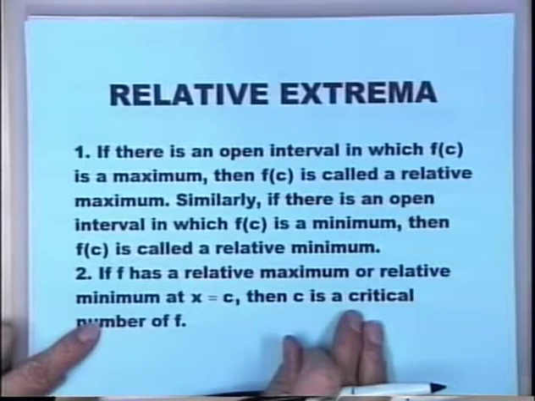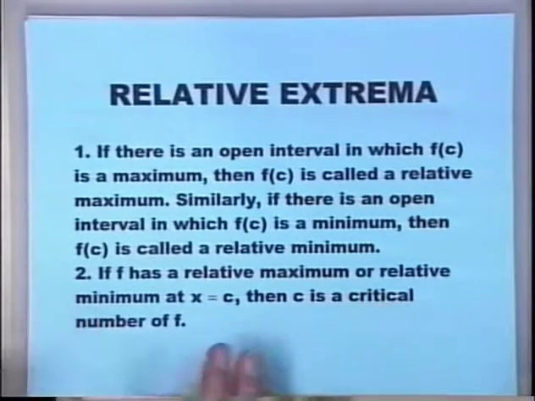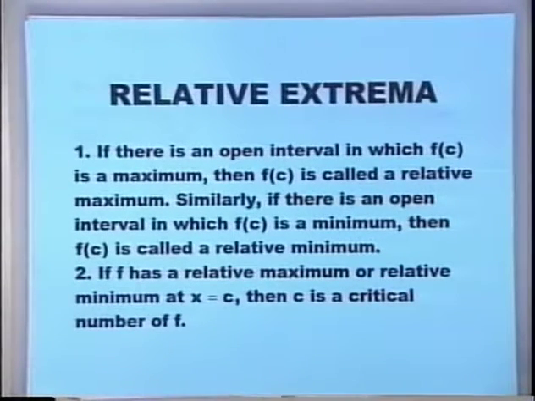They can't occur anywhere else. So if we find our critical numbers, we're going to reduce down the number of possible places that we could have a relative minimum or a relative maximum. I hope that you're beginning to get the idea of kind of what we're talking about here.